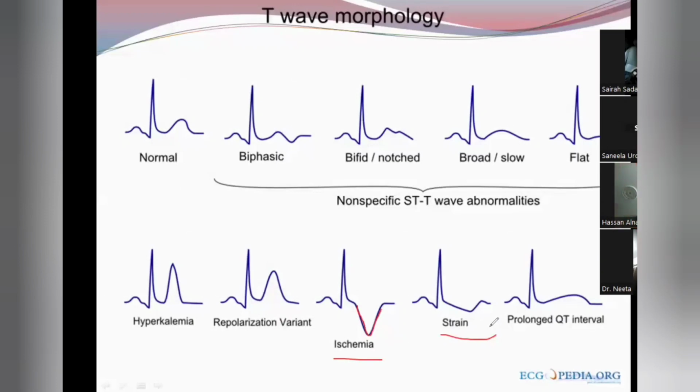Now, what is asymmetrical T wave? This is a symmetrical T wave inversion. It has both sides rounded in shape.